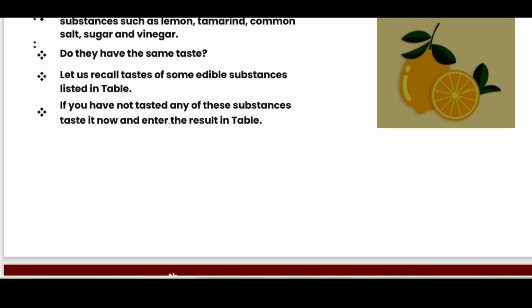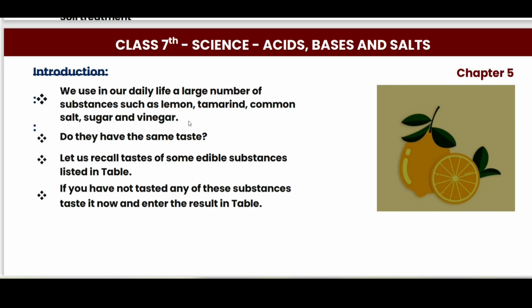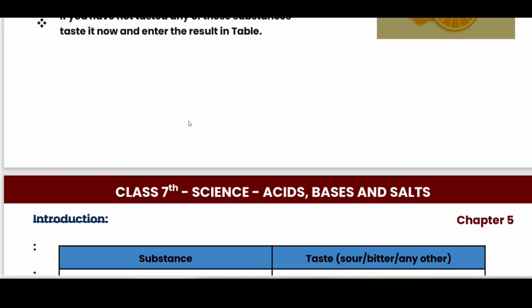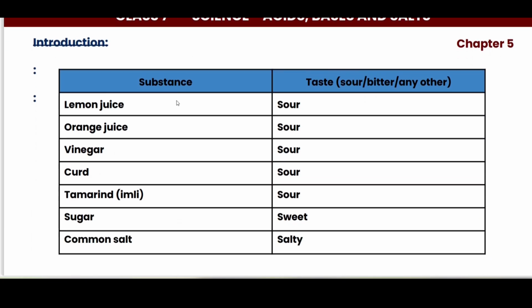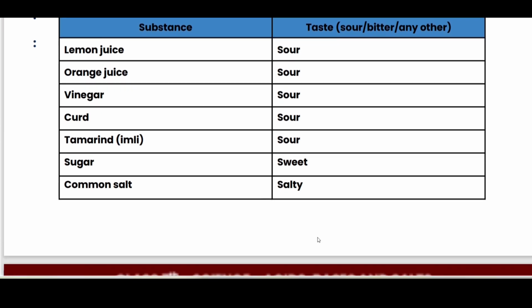If you think that you have not tasted these substances, you go and taste them and then write down the taste. First is lemon juice. So, what do you find? Lemon juice taste is sour. Then orange juice, sour. Vinegar, sour. Curd, that is also sour. Tamarind, sour. What about sugar? Sugar is sweet, right? Common salt, it is salty.